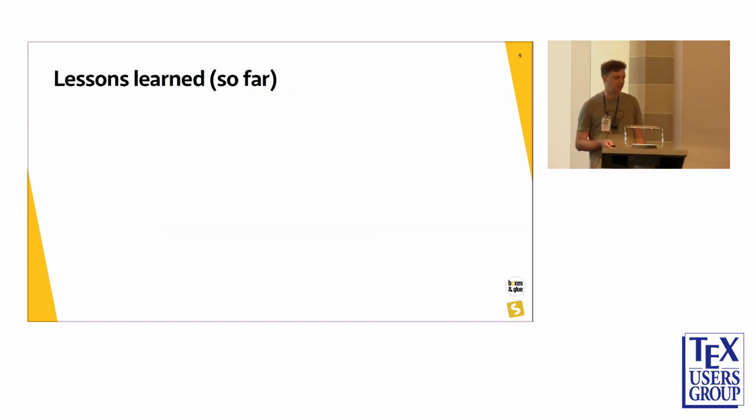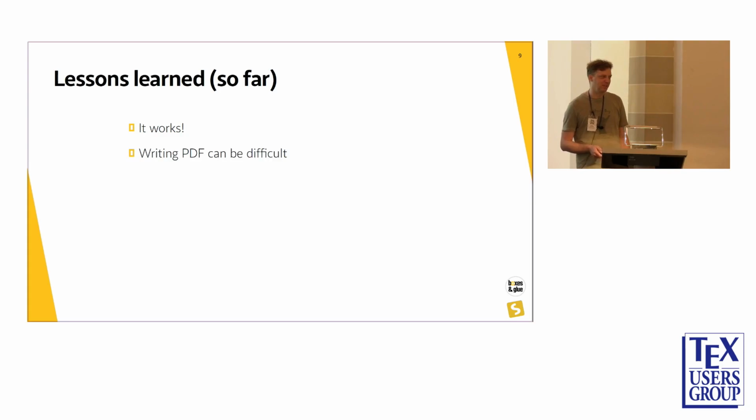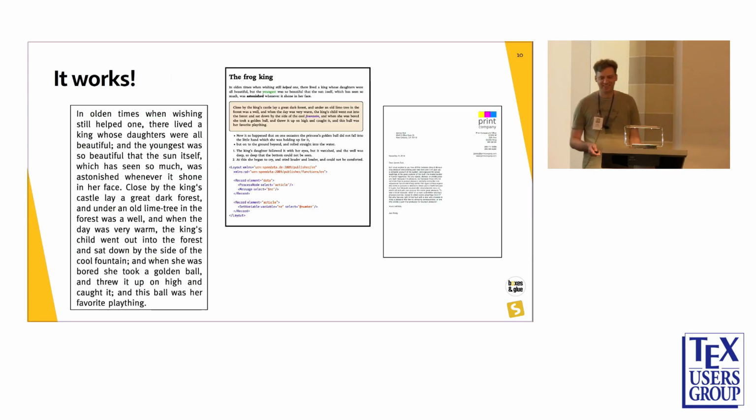So lessons learned so far. It works, yes. It's not really a lesson. Writing PDF can be difficult. And again, it works. The middle one is some CSS, HTML typesetting. And the right one was an example from my old catalog software, which I have now ported to boxes and glue. So there is output possible, and I'm really happy with it.